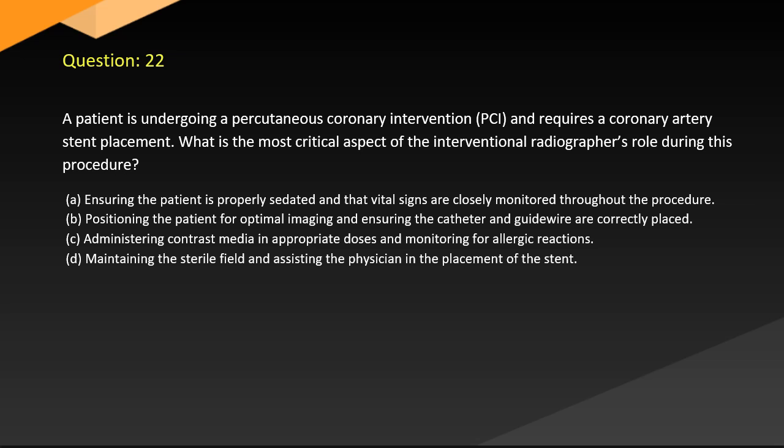Question 22. A patient is undergoing a percutaneous coronary intervention, PCI, and requires a coronary artery stent placement. What is the most critical aspect of the interventional radiographer's role during this procedure? A. Ensuring the patient is properly sedated and that vital signs are closely monitored throughout the procedure. B. Positioning the patient for optimal imaging and ensuring the catheter and guide wire are correctly placed. C. Administering contrast media in appropriate doses and monitoring for allergic reactions. D. Maintaining the sterile field and assisting the physician in the placement of the stent.